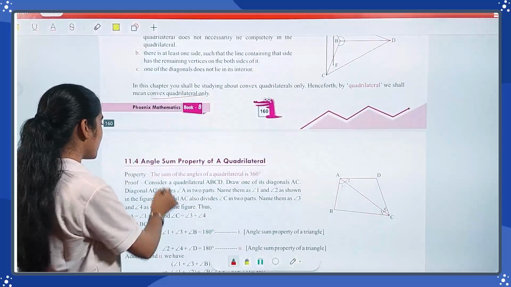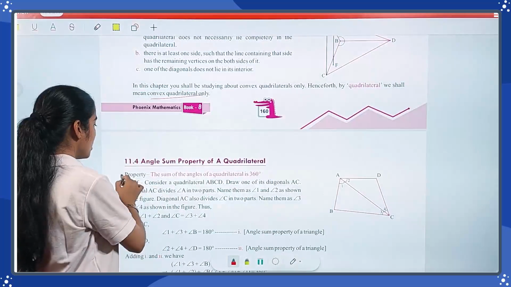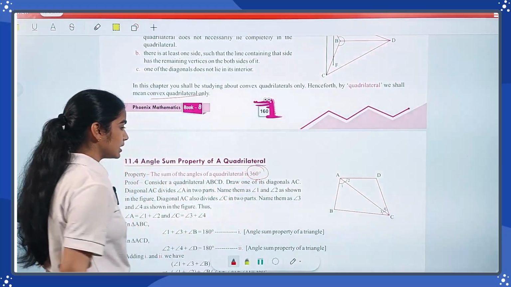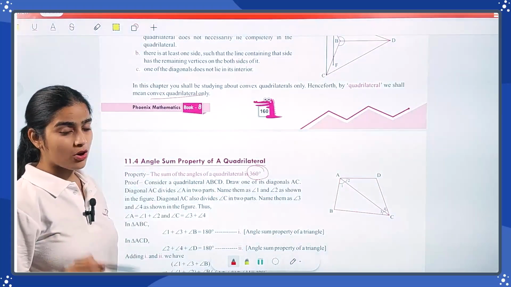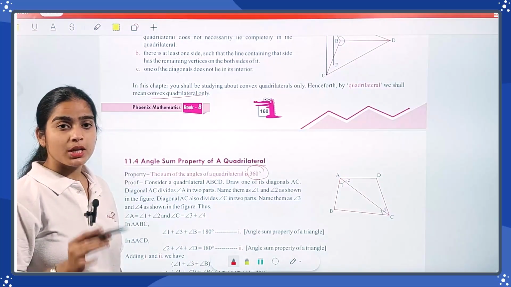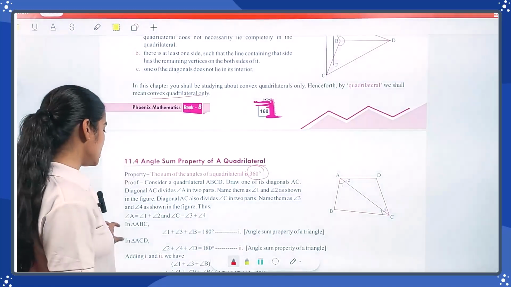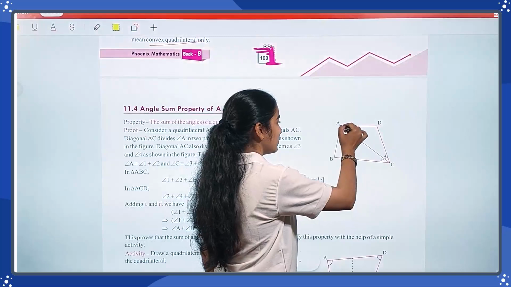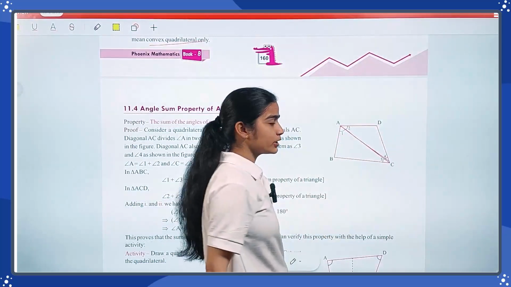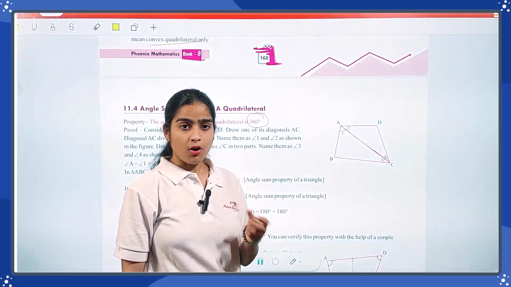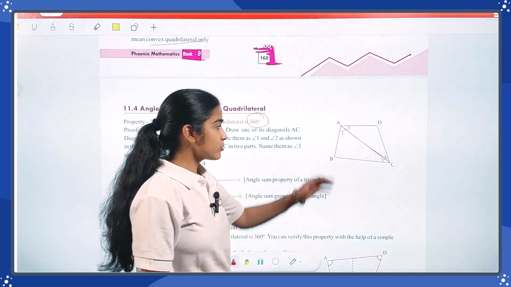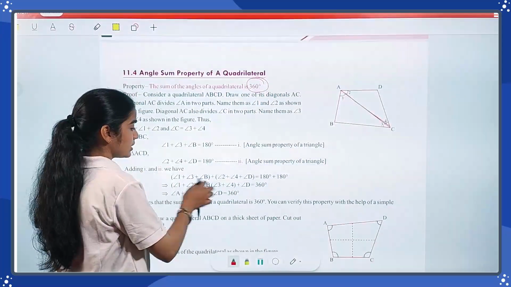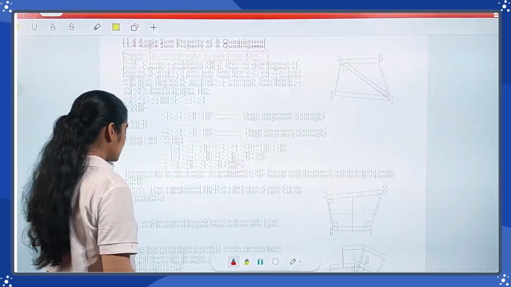Next we have the angle sum property of a quadrilateral. The sum of the angles of a quadrilateral is equal to 360 degrees. The sum of all four angles of a quadrilateral is equal to 360 degrees. Here we see a quadrilateral can be divided into two triangles, and we already know the sum of all angles of a triangle is equal to 180 degrees. So if we have two triangles, 180 degrees multiplied by 2 is equal to 360 degrees.